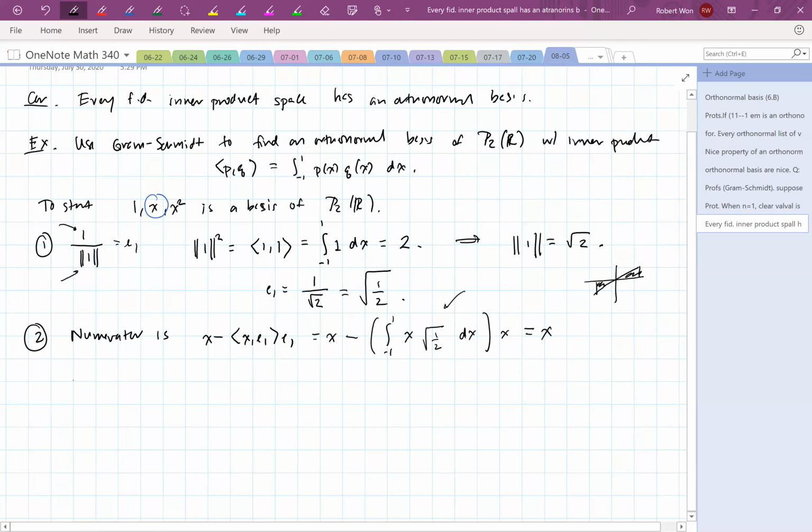So then you need to know the norm. So what's the norm of x? Well, the norm of x squared is the inner product of x with itself. So it's the integral from -1 to 1 of x squared dx. Right? Oh, I get to do calculus now. This is x cubed over 3 from -1 to 1, which is 2/3. Right, so this means that the norm of x is the square root of 2/3.